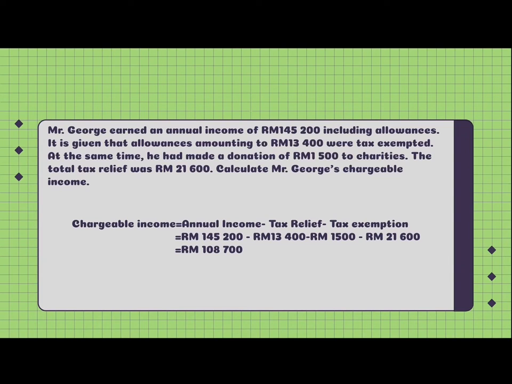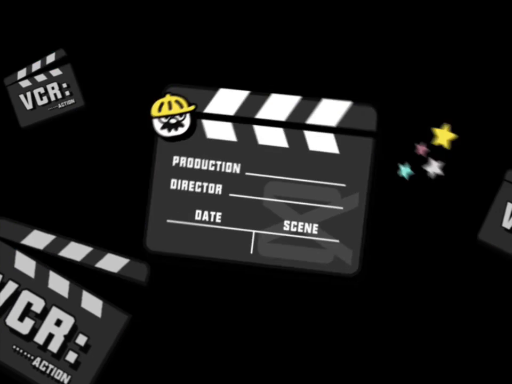Mr. George's chargeable income is equal to annual income minus tax relief minus tax exemption, which is equal to 145,200 ringgit minus 13,400 ringgit minus 1,500 ringgit minus 21,600 ringgit, equal to 108,700 ringgit.